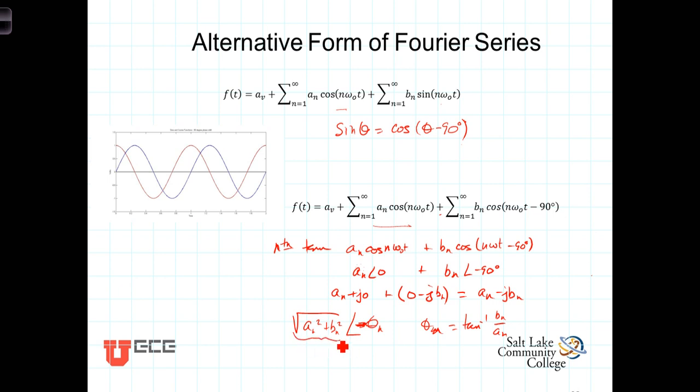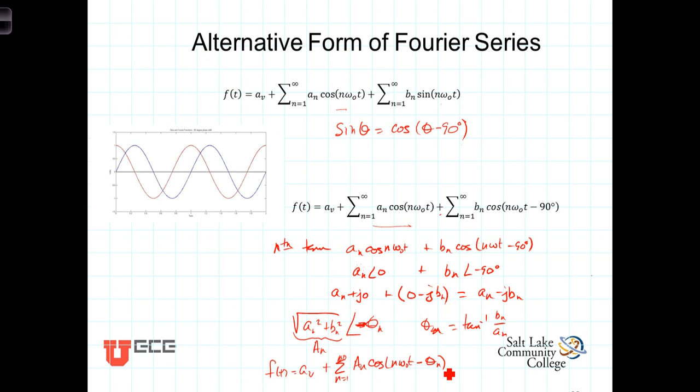If we call this constant here the magnitude, call it capital A sub n, and leave that theta there, we can then reassert, this is just the nth term, so we can reassert it into the summation where we have finally that f of t is equal to the dc value a sub v plus the summation on n going from 1 to infinity of A sub n cosine of n omega naught t minus theta sub n.